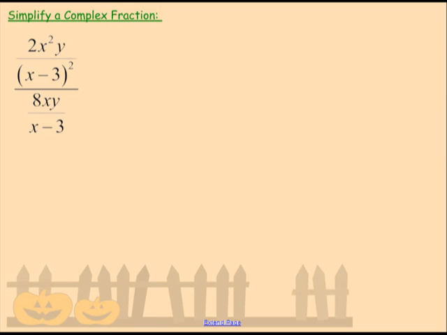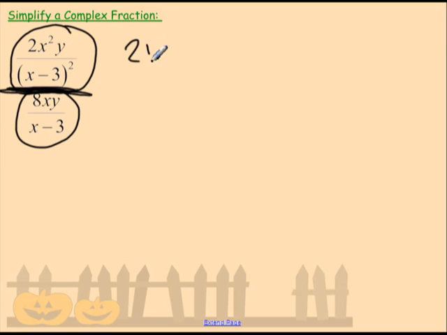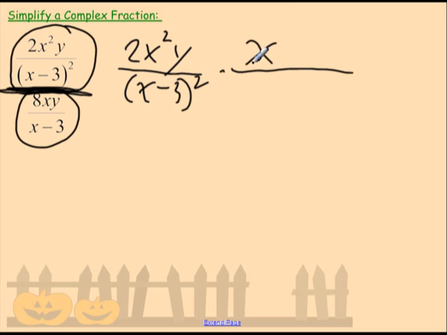If you think back to dividing fractions in 6th grade, 7th grade, whenever you did that in middle school, you flip and multiply. Well, that's really what's happening here. We have this whole thing divided by this whole thing. So if you think of this as the main division bar, you're going to flip and multiply. So the problem becomes the original problem times the denominator flipped. So x minus 3 on the top and 8xy on the bottom.